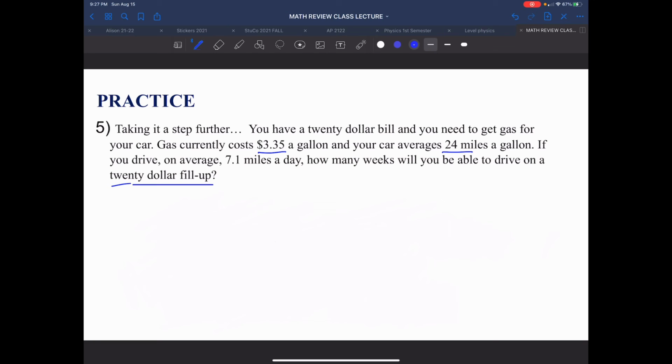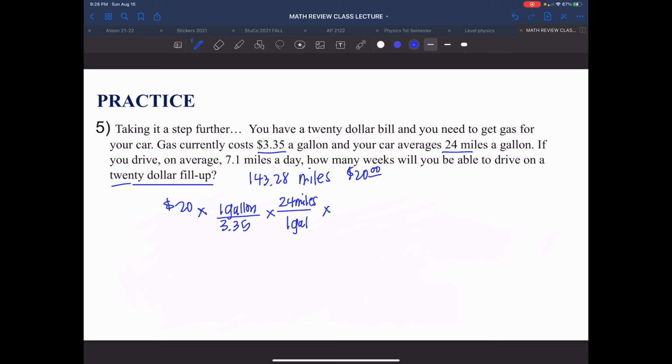So, remember from the last one, we have 143.28 miles on our 20 bucks. Okay, so if I wanted to do it all out from the beginning, I would do my $20. Okay, you've already done this part. Times $3.35 for 1 gallon. Times 1 gallon, 24 miles.